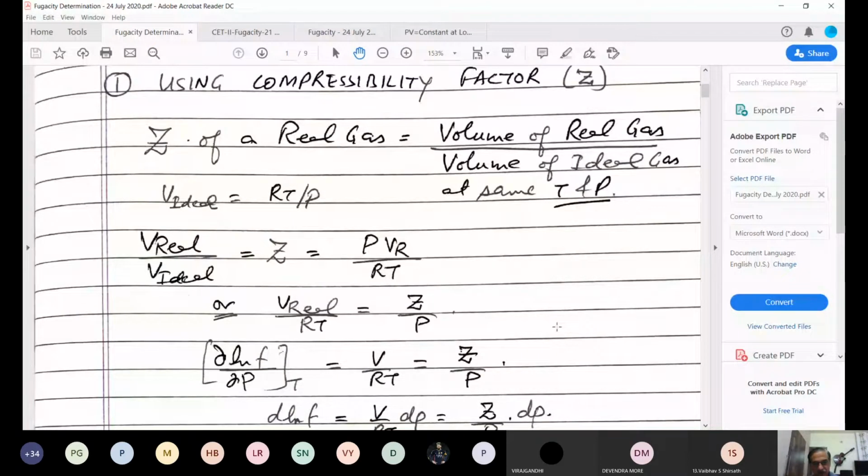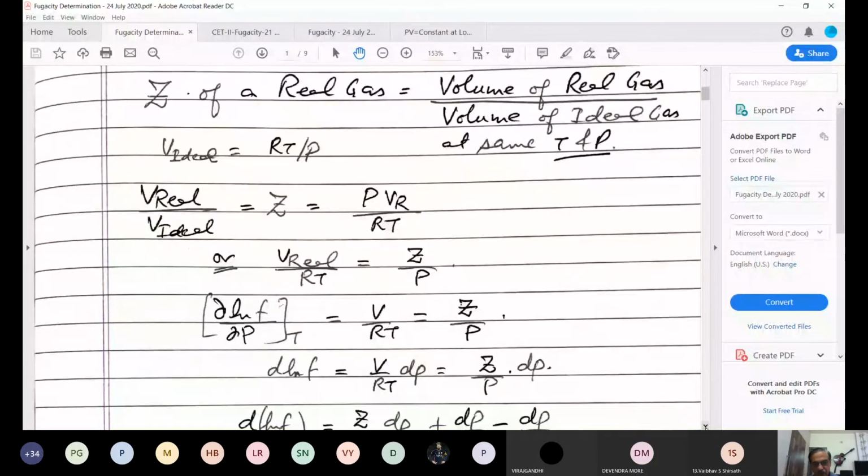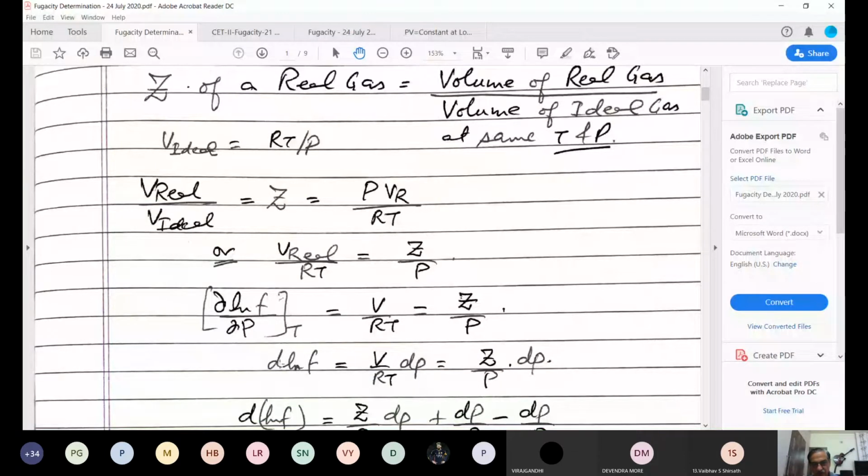So that is nothing but V by RT is Z by P. So that's the use of our derivation: the dependence of fugacity on pressure. We can use that along with this equation. So what we get is d ln f is equal to V by RT into dP, or Z by P into dP.